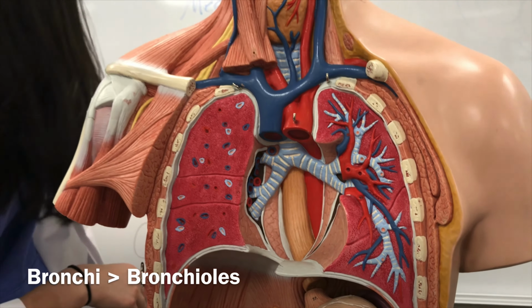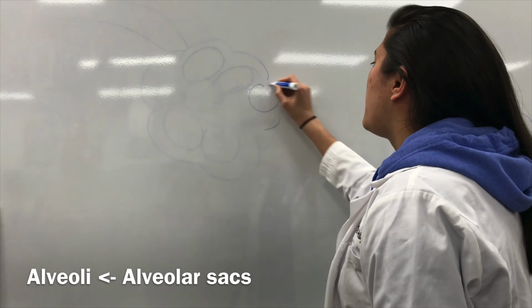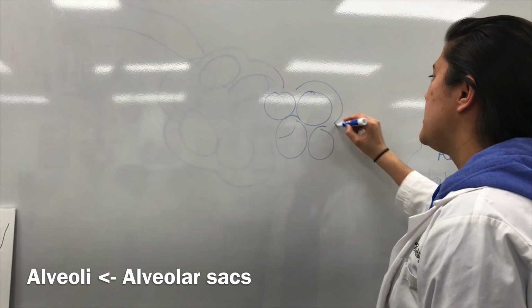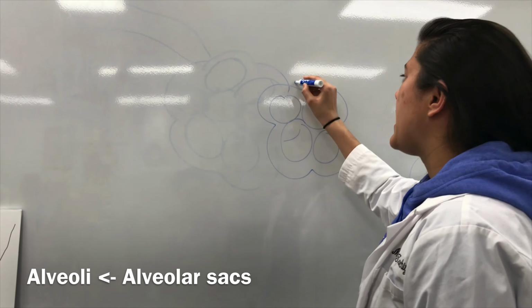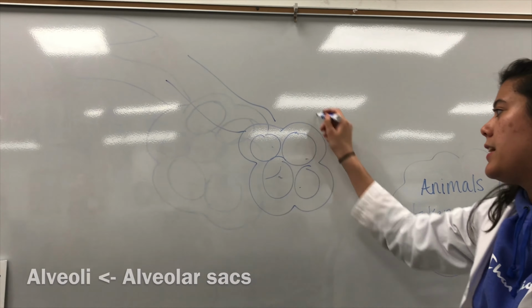I'm going to draw that on the board here. Your alveoli are the individual little circles, and then a bunch together is what forms the alveolar sac, and that kind of connects to the bronchi here. So alveoli and alveolar sac.